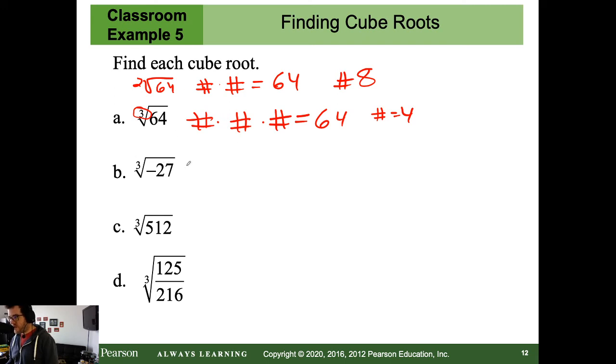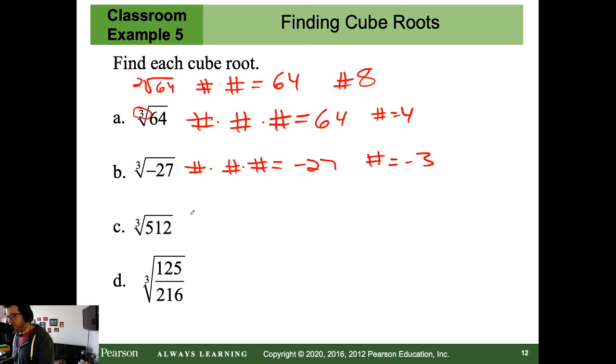Similar here. Now this is crazy because you're like, man, I thought you said negative numbers don't work. Well, think about it. Is there some number times some number times some number that equals negative 27? I would say that number is negative 3, because negative 3 times negative 3 is 9, times negative 3 is negative 27. Crazy, right?